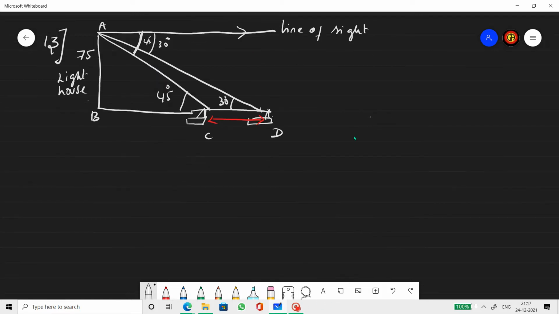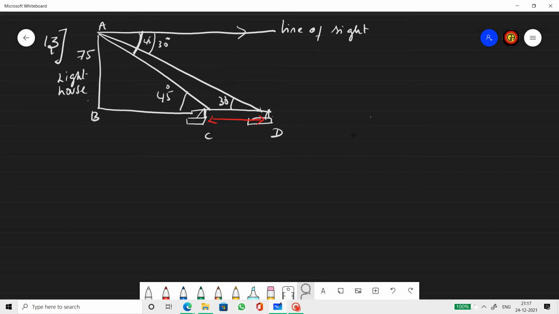Question number 13. Here there is a lighthouse which is 75 meter above the sea level. The lighthouse locates two ships coming on the same side, exactly opposite, one behind the other. The ships are one behind the other and on the same side of the lighthouse. One is making an angle of depression of 45 degree. The other one is making an angle of depression of 30 degree. So that means the one which is closer is 45 and the other one is 30.